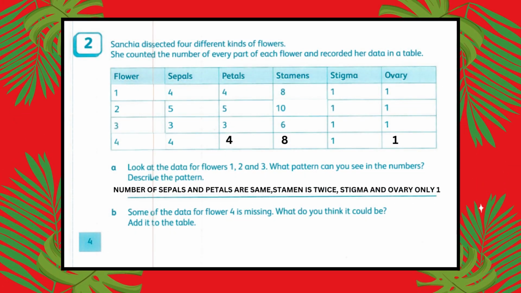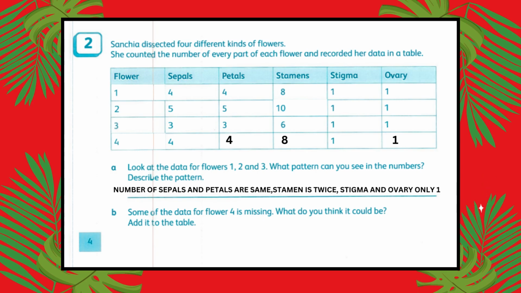Now, number two. Sensia dissected four different kinds of flowers. She counted the number of every part of each flower and recorded her data in a table. Flower 1: sepal 4, petal 4, stamen 8, stigma 1, ovary 1. Flower 2: sepal 5, petal 5, stamen 10, stigma 1, ovary 1. Flower 3: sepal 3, petals 3, stamen 6, stigma 1, ovary 1. Now number 4: sepal 4, petals you have to add, stamen you have to add, stigma 1, ovary you have to add.